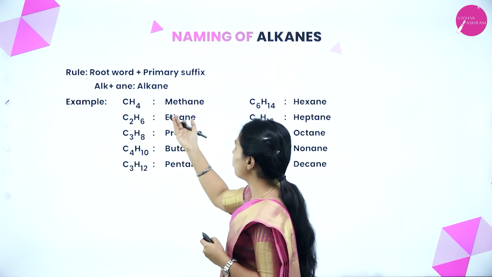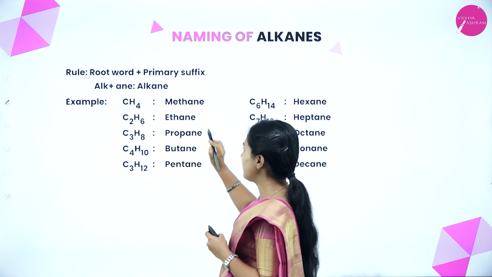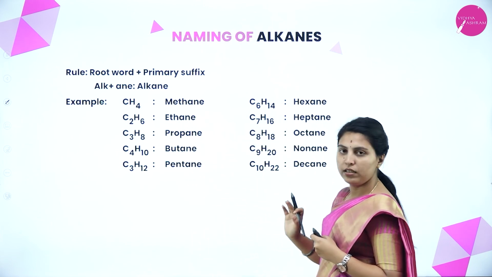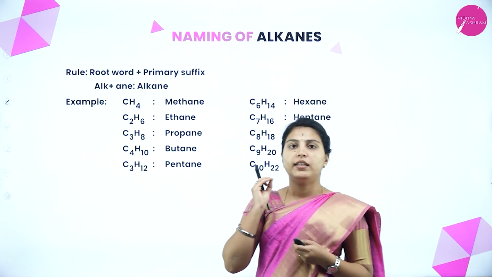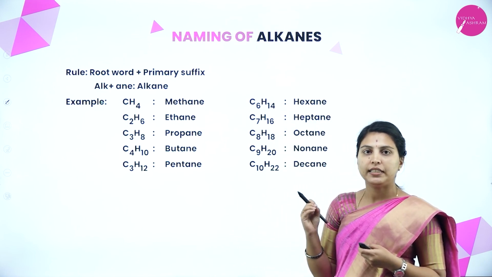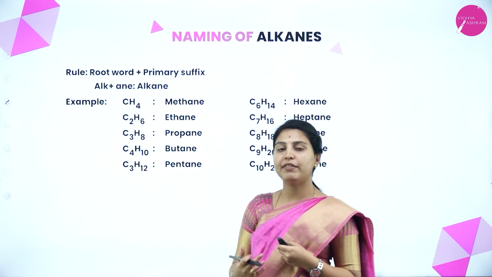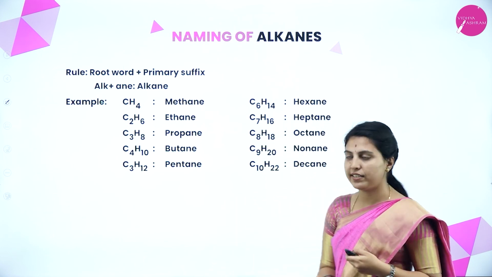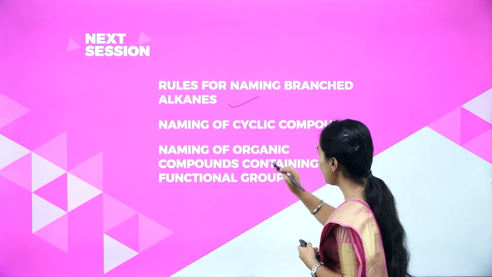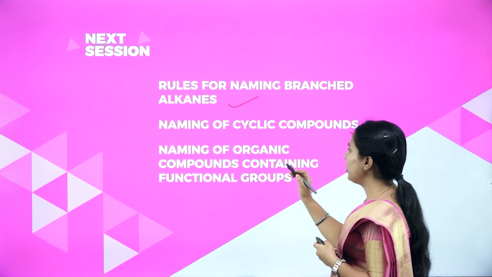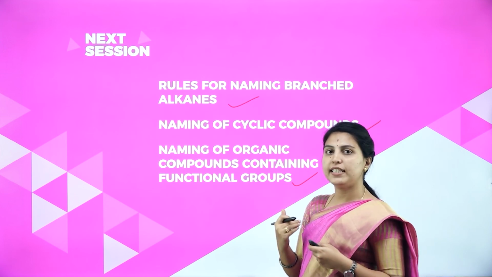See here. Rule. Root word plus primary suffix, alkane, like this. CH4 methane, C2H6 ethane. These are the table. Root word and the primary suffix. Okay. This is how the nomenclature of organic compounds will be seen in the straight chain. Okay. Still nomenclature has so many rules which will be seen in the next session. In the next session, rules for naming branched alkanes, naming of cyclic compounds, naming of organic compounds containing functional groups. These are the contents that will be seen in the next session.